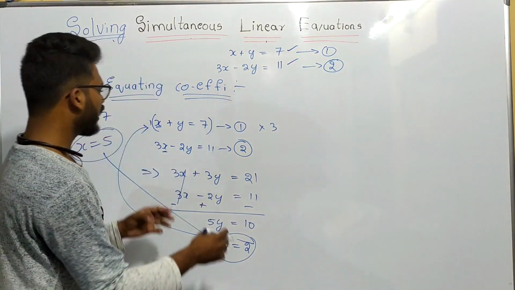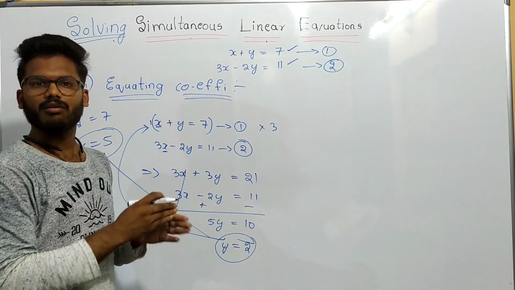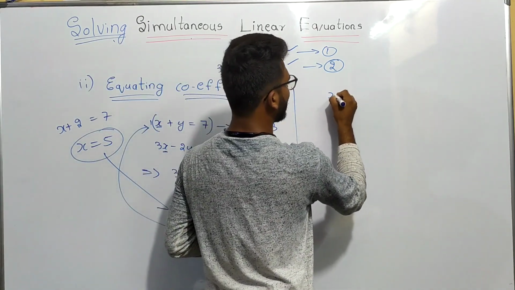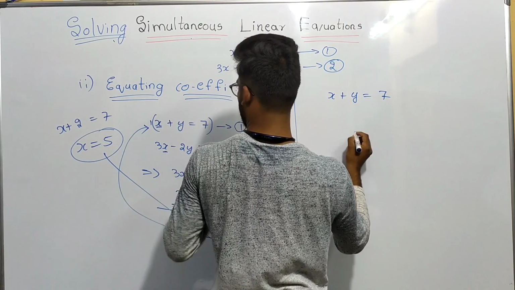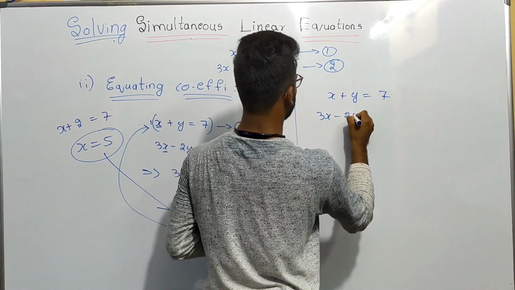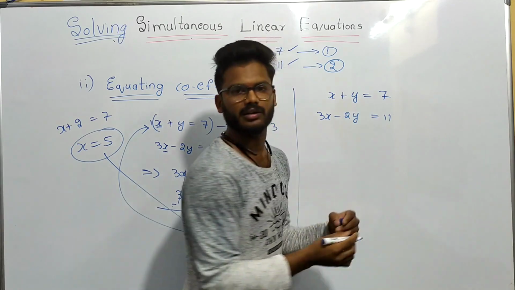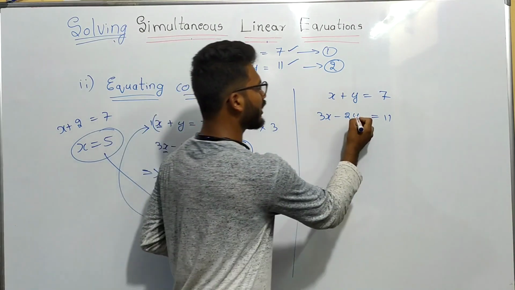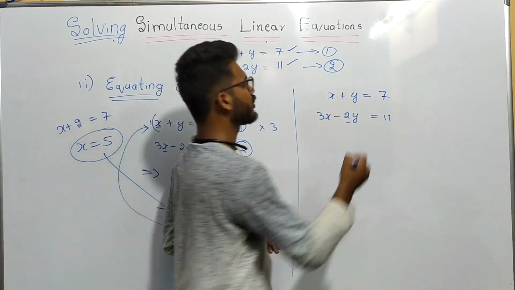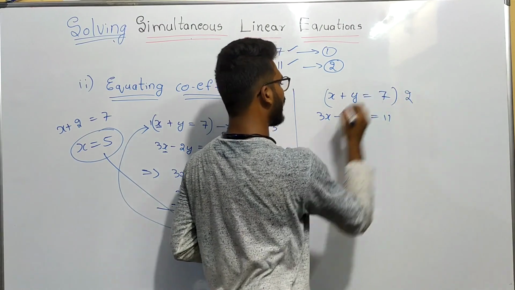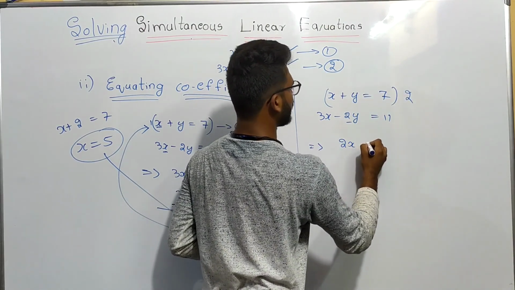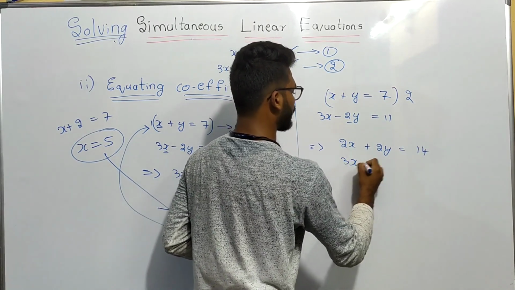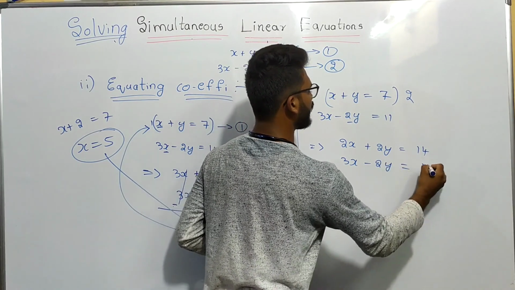One more way. Here I have equated x. What happens if I equate y? See, again I am writing x plus y is equal to 7 and 3x minus 2y is equal to 11. These are the two equations, and in order to equate y, what do I have to do? Here the coefficient of y is 2. So multiply with 2. What will you get? 2x plus 2y is equal to 14. And this will be the same: 3x minus 2y is equal to 11.